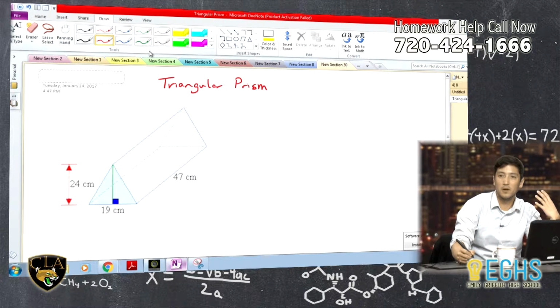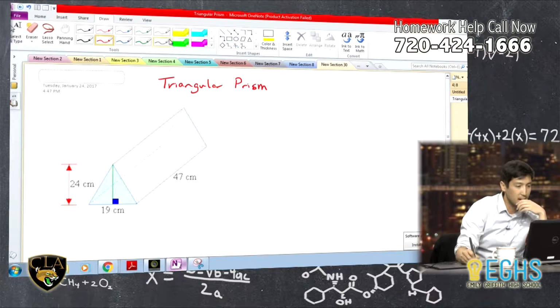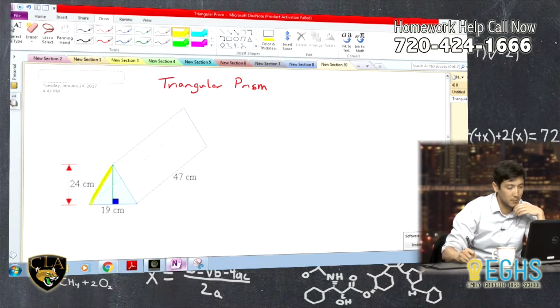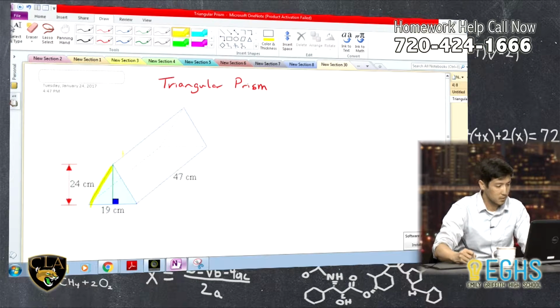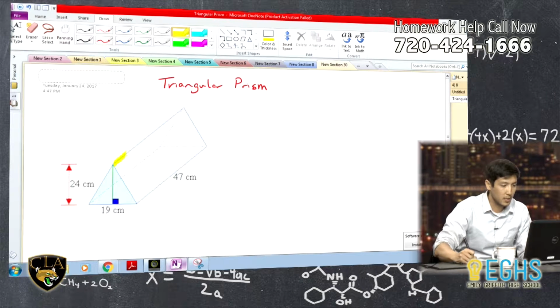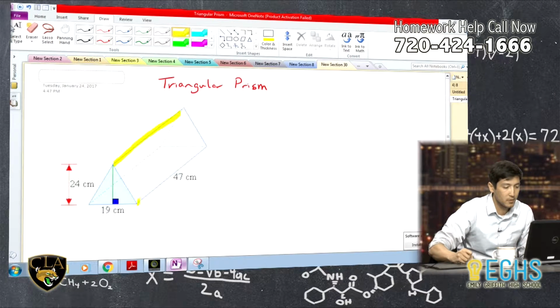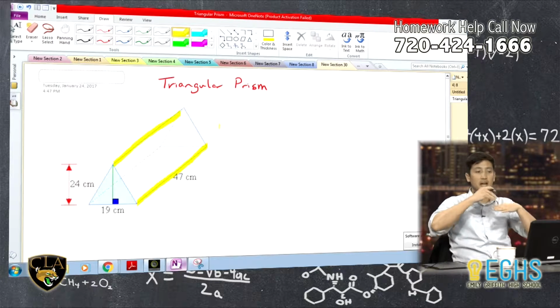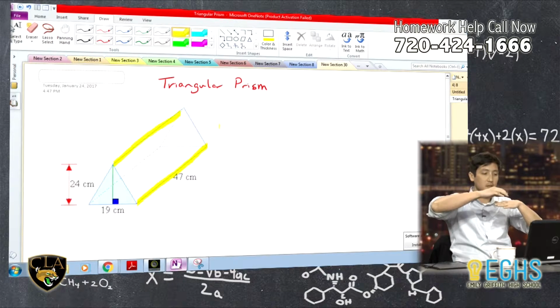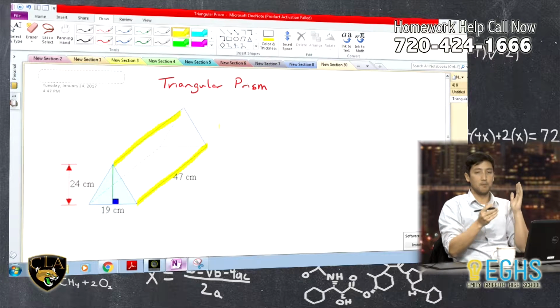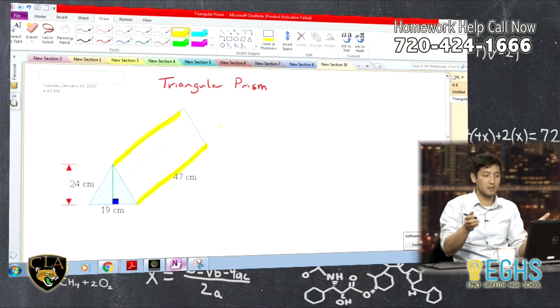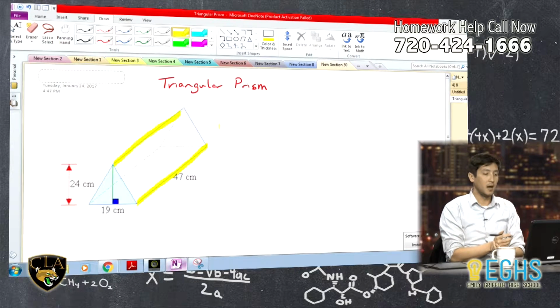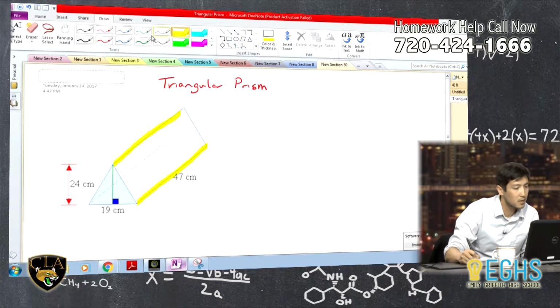So the triangular part is pretty obvious in that we have this triangular shape right here. The prism part, where that really comes in is if you can imagine this triangle being stacked on top of itself over and over again until it makes this shape, you notice both of the bases are the exact same shape. I have a triangle on one end, I have a triangle on the other end. Those are identical. So that's what makes the triangular prism shape.